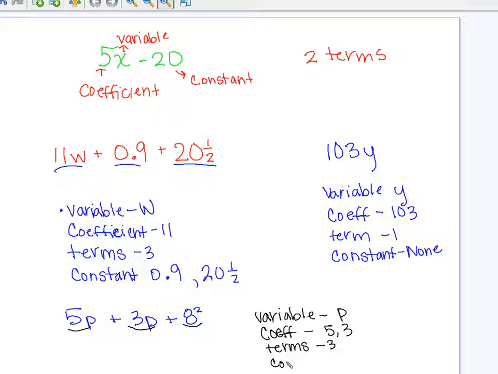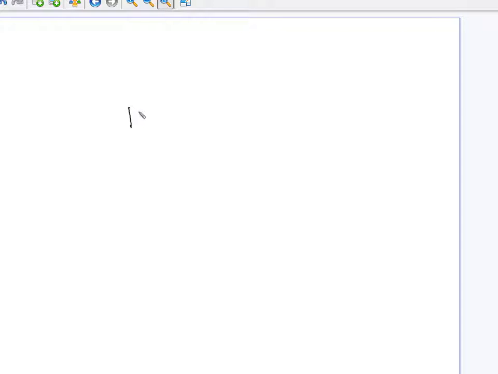And your constant is 8 squared. I also told the kids that if they have a term and there is no number in front of the variable, let's say, for example, they have 15d plus e. If there's no number in front of the variable, it means there's only a 1. You can't see it, but it means that there's 1.